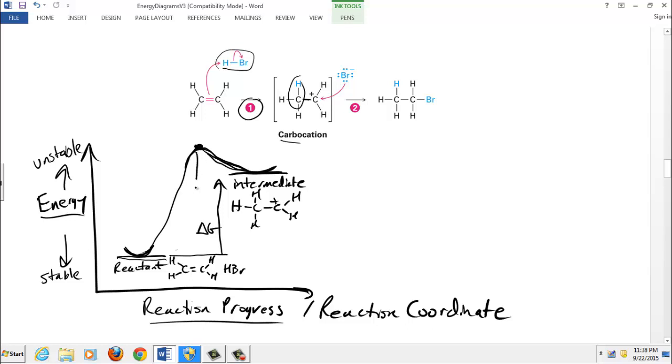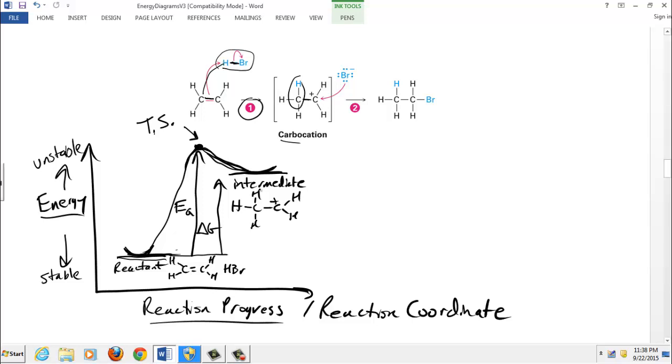So the top of this hill, from where you start, the reactants, to the top of the hill, that's your activation energy. That's the amount of energy it takes to get the reaction going. At the top is that imaginary transition state, the point at which the pi bond is halfway broken, the hydrogen-bromine bond is halfway broken, and the carbon-to-hydrogen bond is halfway formed. Okay, let's keep moving on.